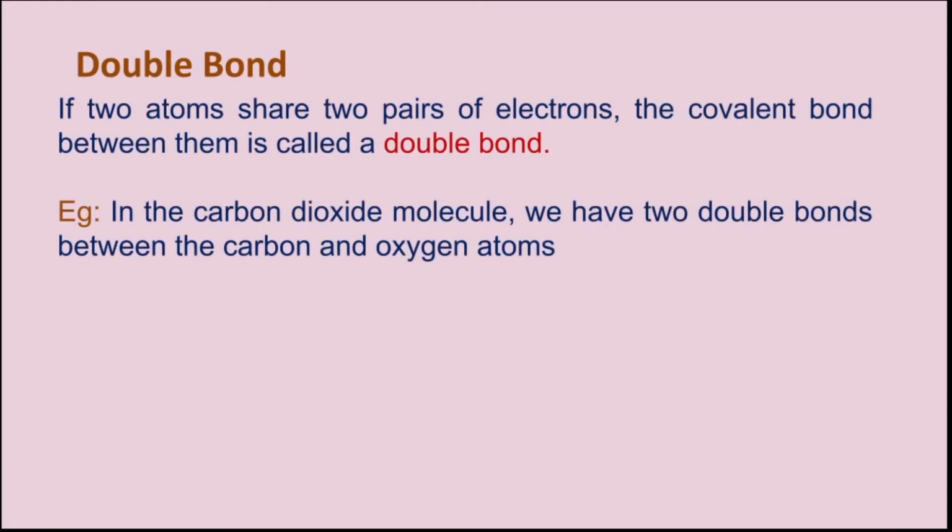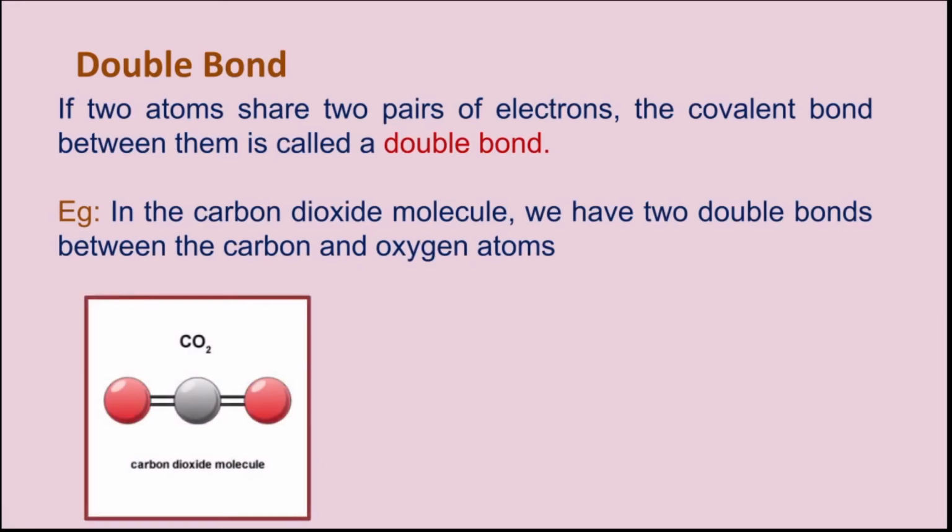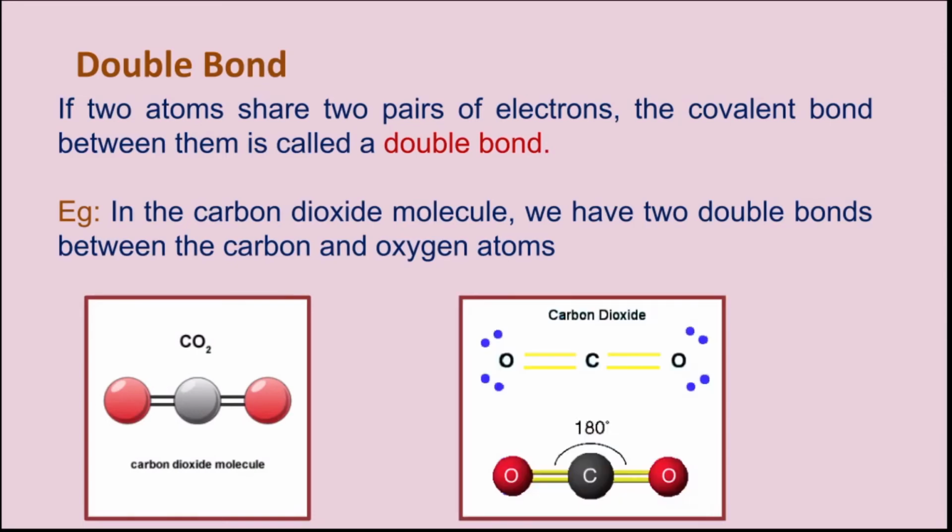What about double bond? If two atoms share 2 pairs of electrons, the covalent bond between them is called a double bond. For example, in carbon dioxide molecule, we have 2 double bonds between carbon and oxygen atoms.